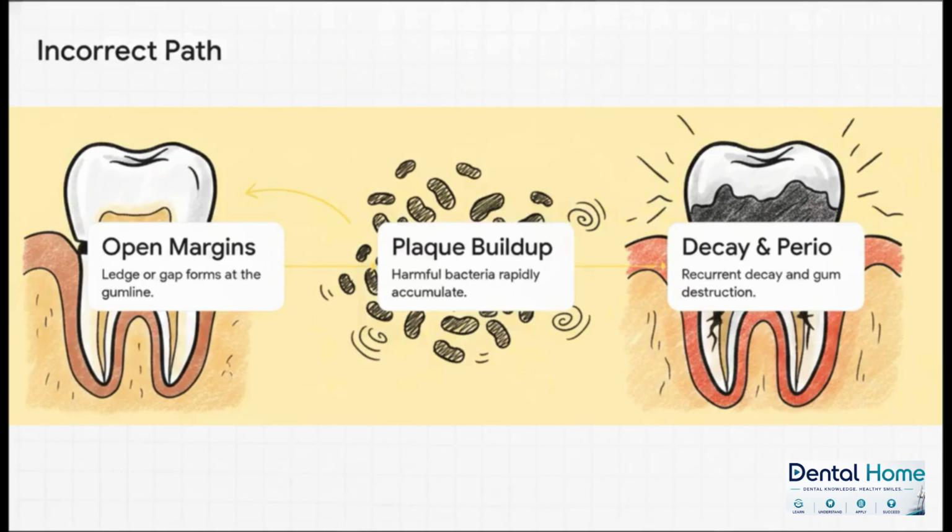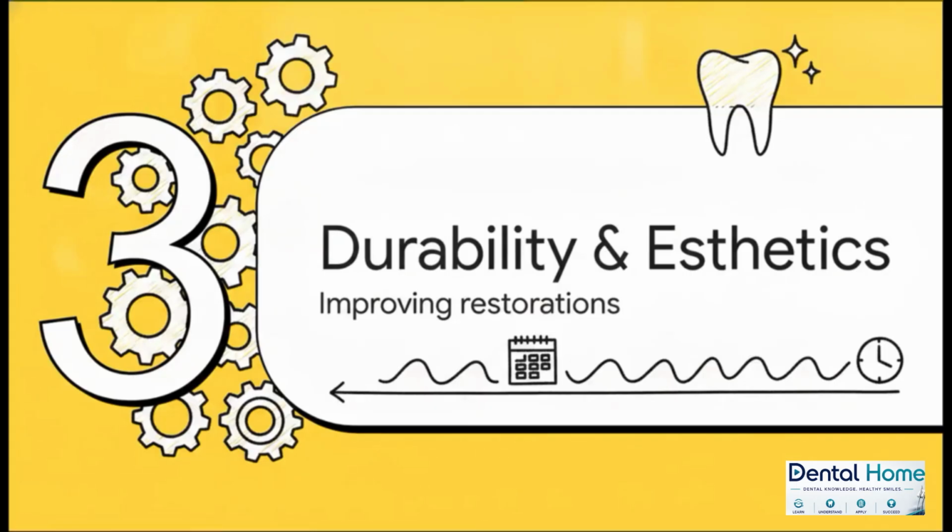Step 3, recurrent decay rots the tooth structure from directly underneath the brand new crown, and severe periodontal problems begin to destroy the surrounding gums and bone. All of this destruction simply because the initial angle of insertion was slightly off. Which brings us to Section 3, improving durability and aesthetics.